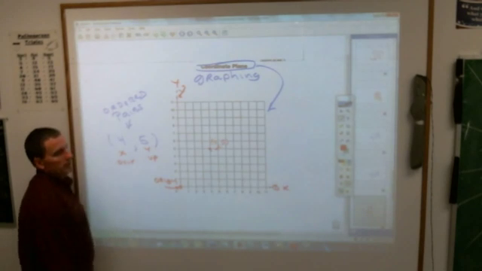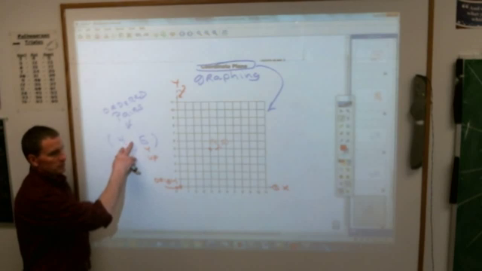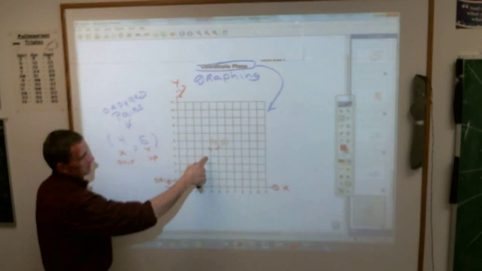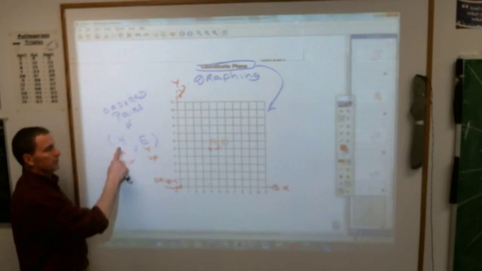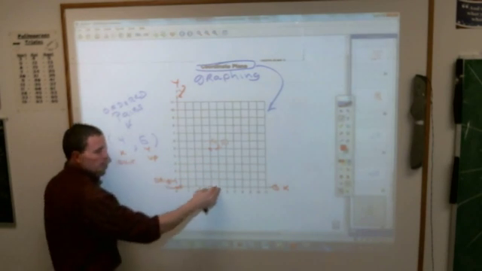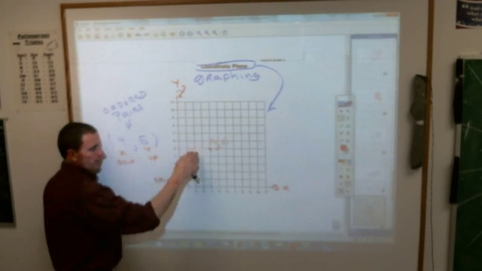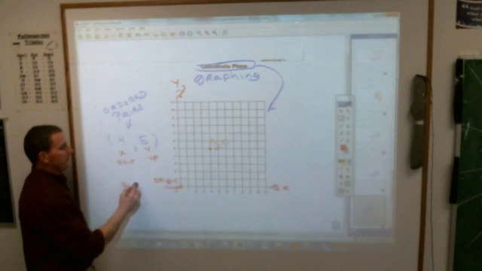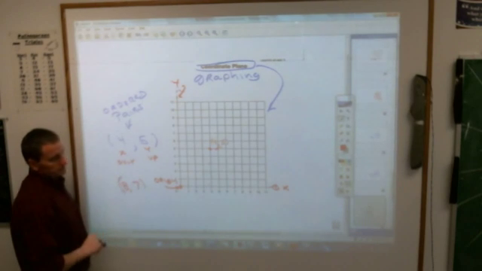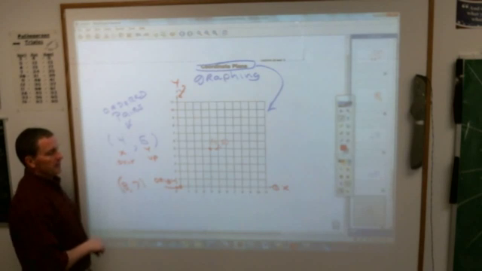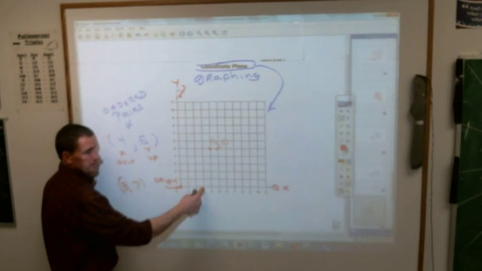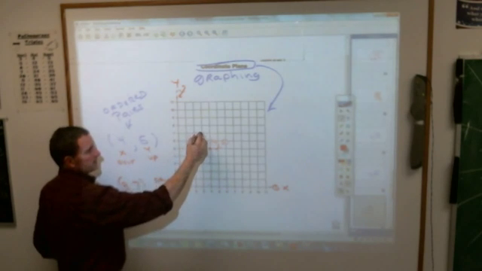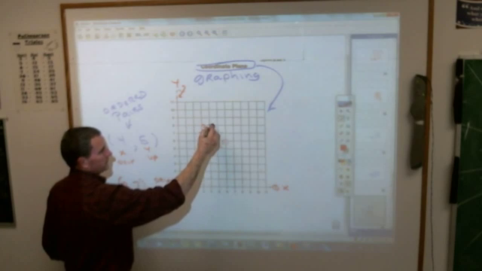What most people do wrong is they mix up which one is which. Instead of 4, 5, they'll make it 5, 4 and put the point right here instead. You have to keep straight. The first number is always the x. It's always how far over. And the second number is always how far up. So if we have 3, 7, here's 3 on the x, here's 7 on the y. The place where those two lines cross is the answer, 3, 7.